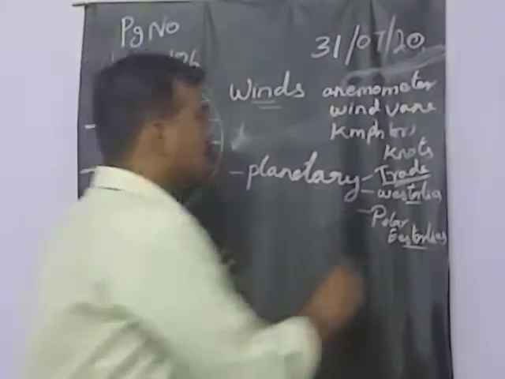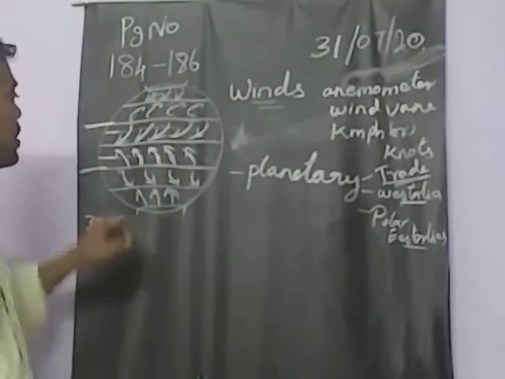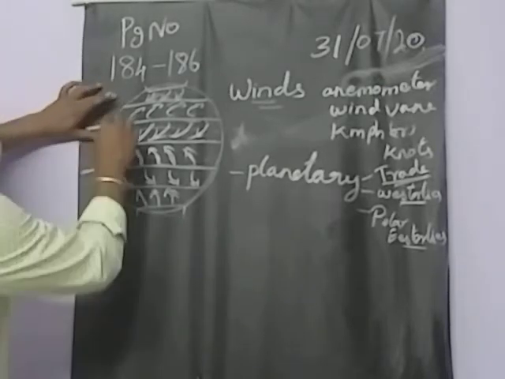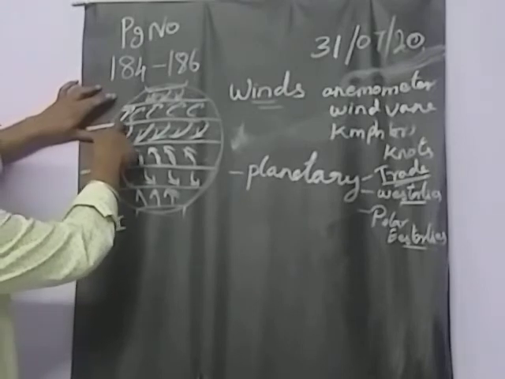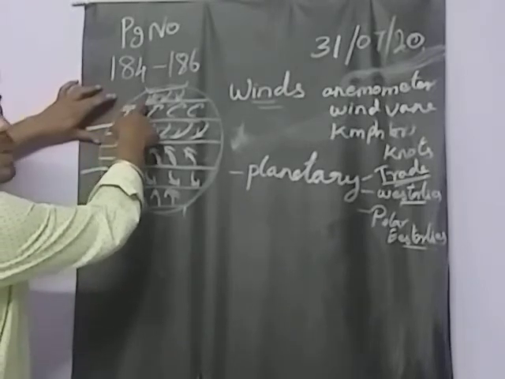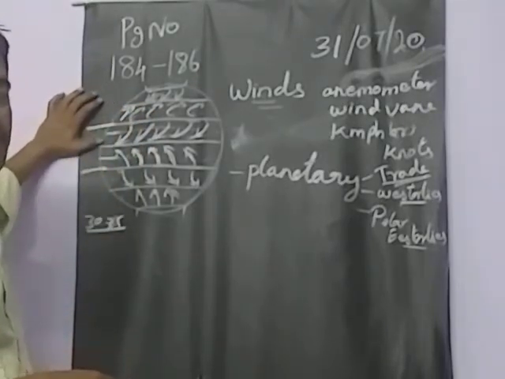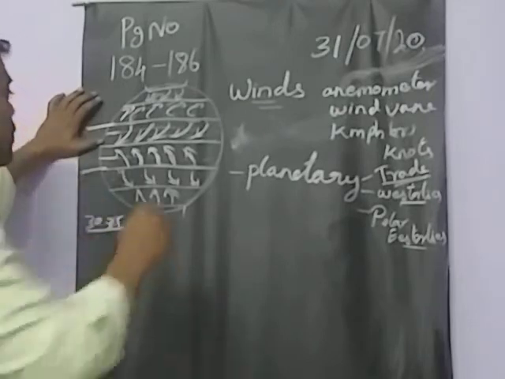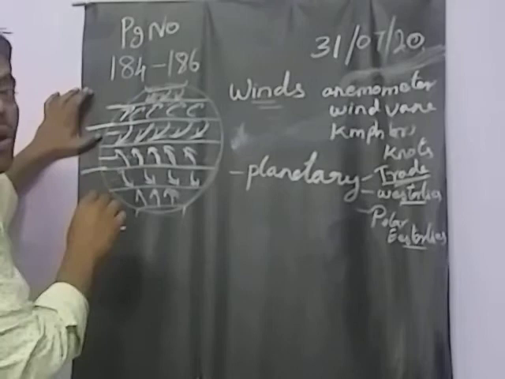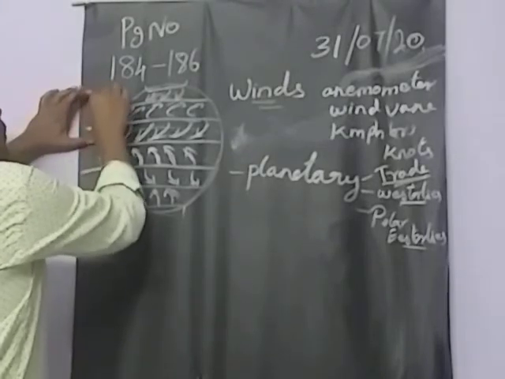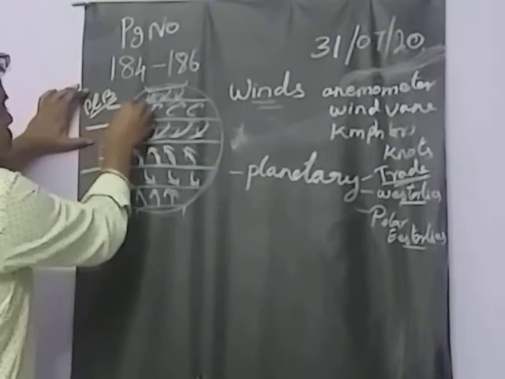Next one, westerlies. From the western side, the wind blows. If you see, it is blowing towards here, from the subtropical high pressure belt to the polar low pressure belt. It travels towards this direction.